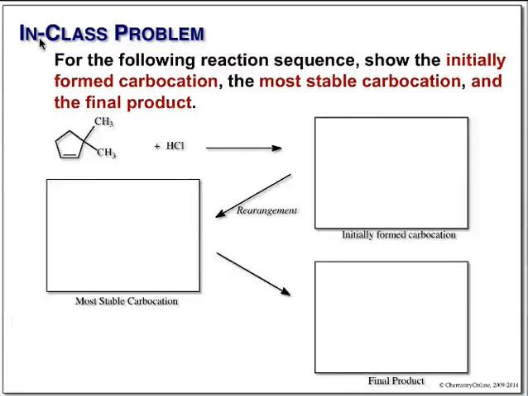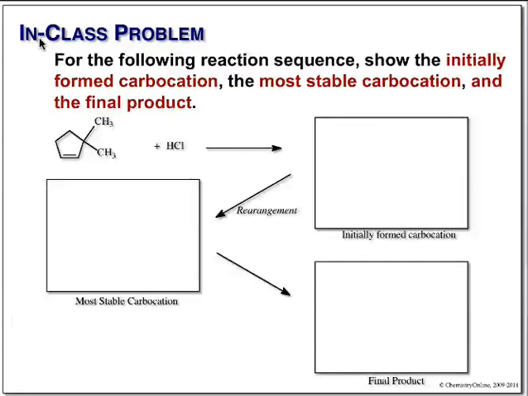Another alkene, and we're adding HCl. We know we're going to get a carbocation. If it can rearrange, it will. Obviously, it can. We will form the most stable carbocation. We will add chloride to make our final product.